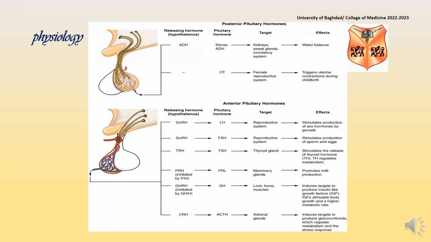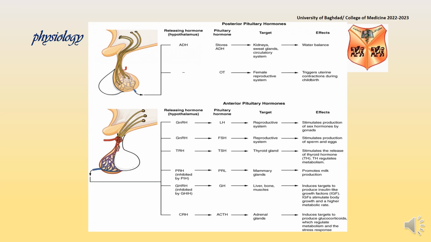Growth hormone releasing hormone is secreted from the hypothalamus, which activates the pituitary to secrete growth hormone, which in turn affects the liver, bone, and muscle, induces targets to produce insulin-like growth factor, which stimulates body growth and higher metabolic rate. Corticotropin releasing hormone stimulates the pituitary to secrete ACTH, which in turn affects the adrenal gland, induces targets to produce glucocorticoid, which regulates metabolism and stress response.